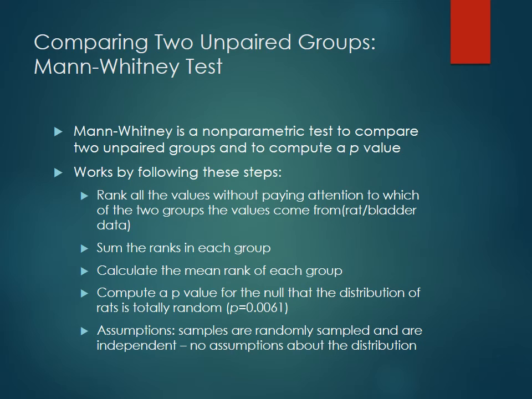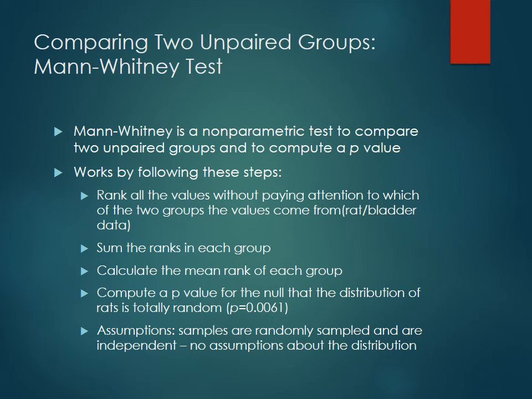So again, we're going to look at the rat and the bladder data in just a second. Basically it'll sum the ranks in each group, calculate the mean rank of each group, and then do some calculations to come up with a p-value from there. So just know that it's really working with the ranks. It doesn't actually have anything to do with the values that you have there. It just looks at the ranks in the different groups.